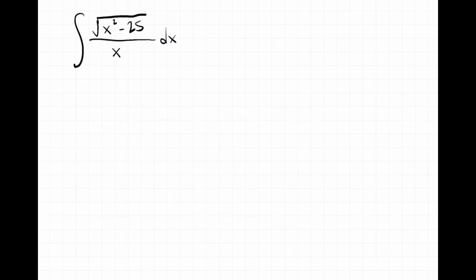Here's another example of using trigonometric substitution to solve an integral that involves a radical. Let's solve the integral of the square root of x squared minus 25 over x times dx.